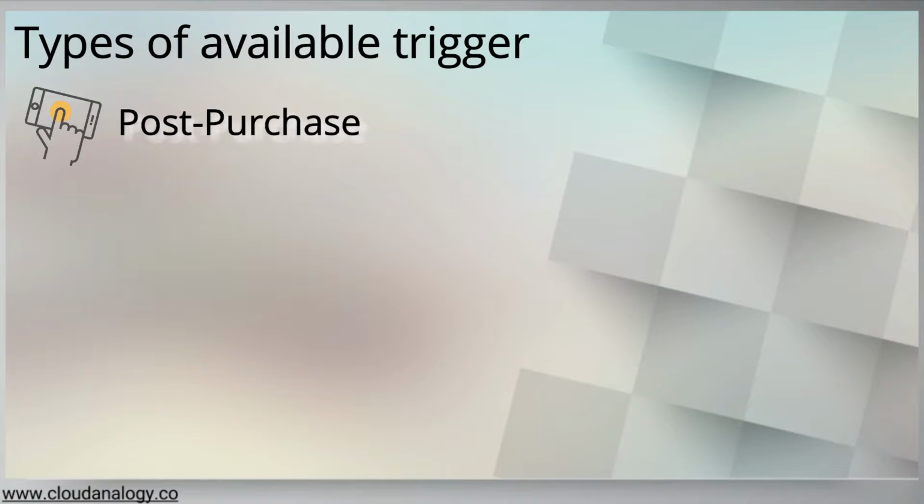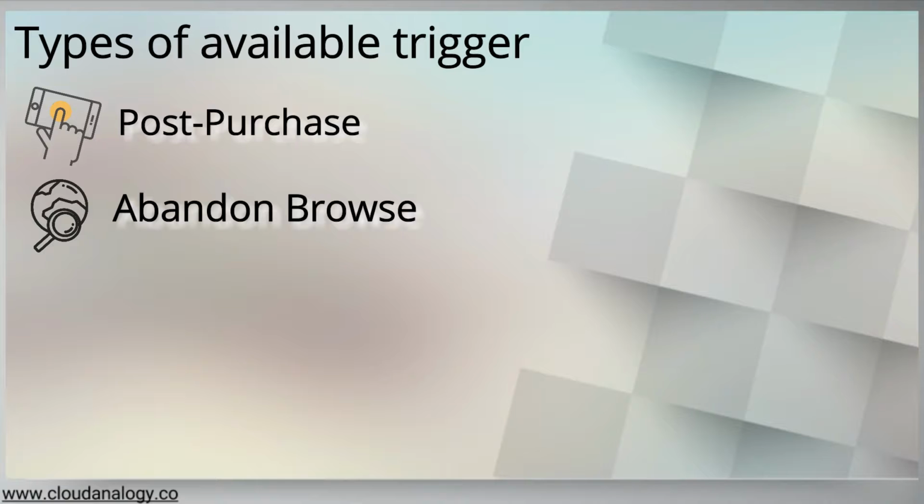The second one is abandon browse. When the customer allows the browsing session to expire, this event triggers within 5 minutes of the session expiration. The third one is abandon cart. If the customer allowed the session to expire while objects were still in the shopping cart, this event triggers within 5 minutes of the session expiration.